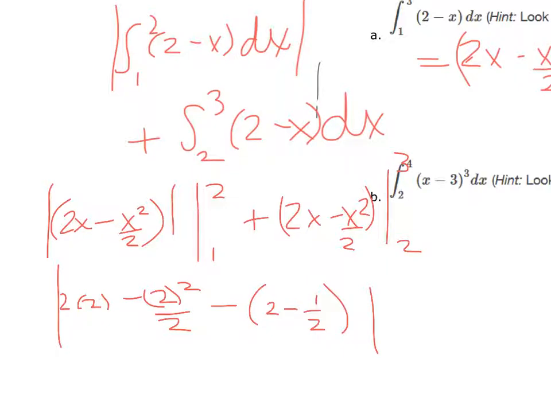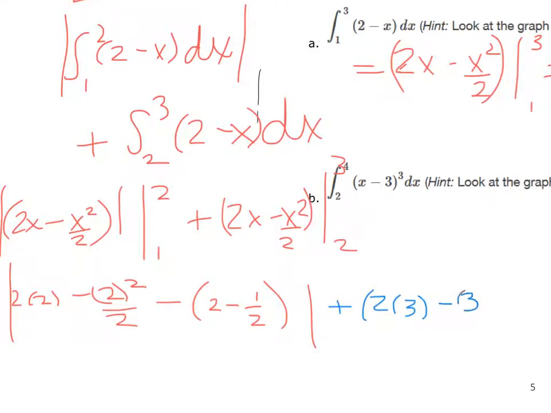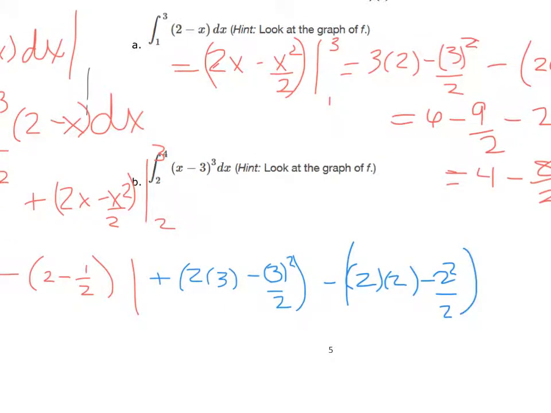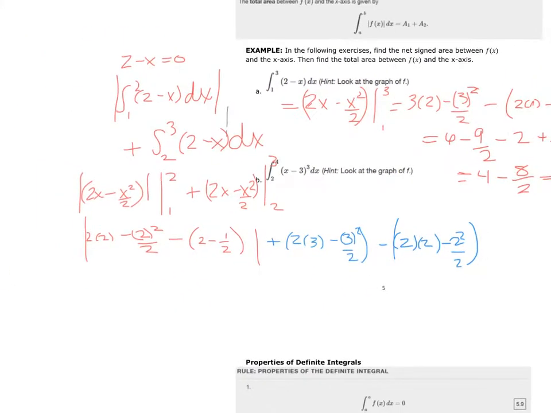And so then I'm going to have the second part, I'm going to do that in blue, so plus, and it's going to be 2 multiplied by 3 minus 3 squared divided by 2 minus 2 multiplied by 2 and then 2 squared over 2 and then whatever that equals. And I'm going to leave that all up for you to enjoy. I'm not actually going to do that.